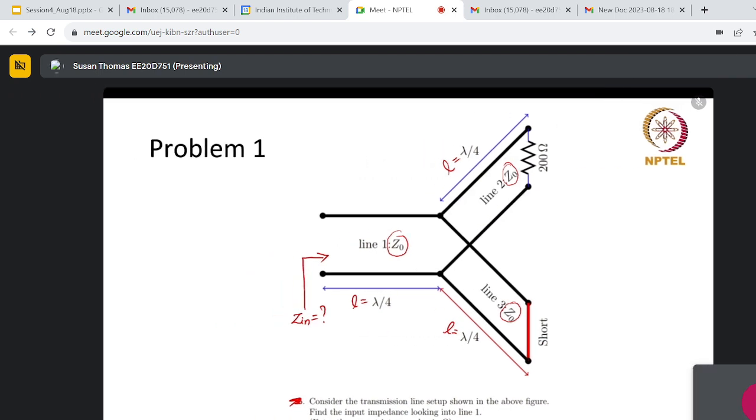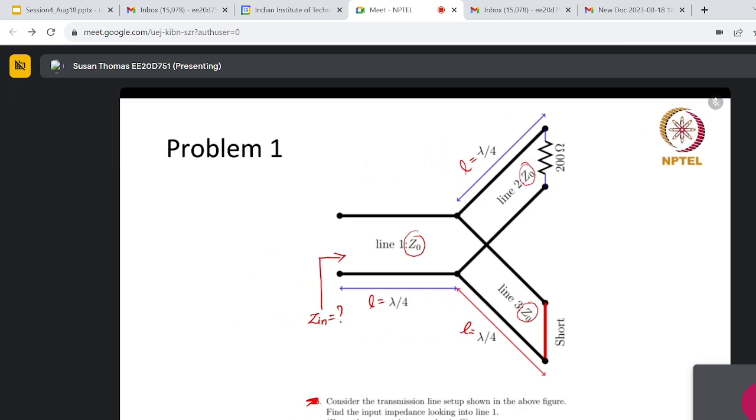Yes, ma'am. Line 2 and line 3 are parallel. Now, in that case, to solve this, can we just look at these impedances? Let me write: this is line 2, so I will write Z in looking into line 2, and this is Z in looking into line 3. Because they are parallel, at this point the impedance will be Z in 2 parallel Z in 3.